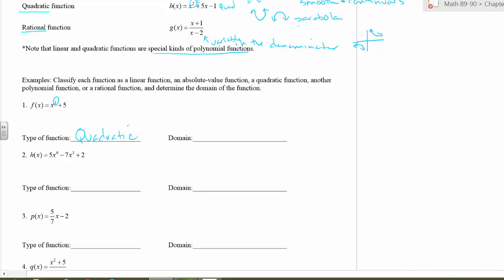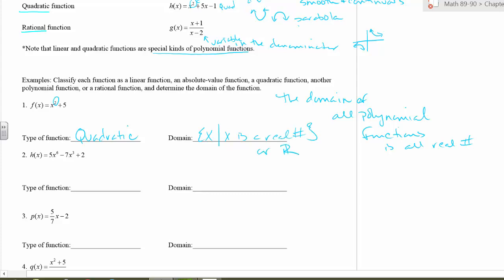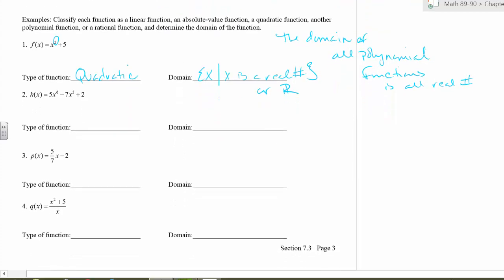And so one of the things you need to know about all polynomial functions is that the domain of all polynomial functions is all real numbers. There's no discontinuities, there's no division by 0 in the denominator or anything like that. So domain is going to be all x, such that x is a real number. Or remember, you can use that fancy R if you were in a testing situation with me.